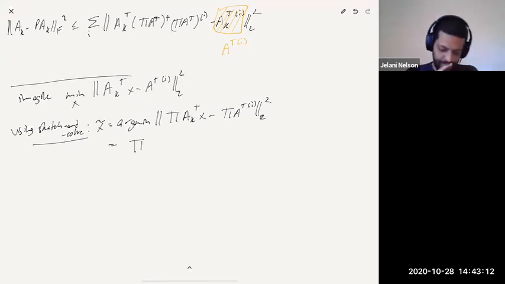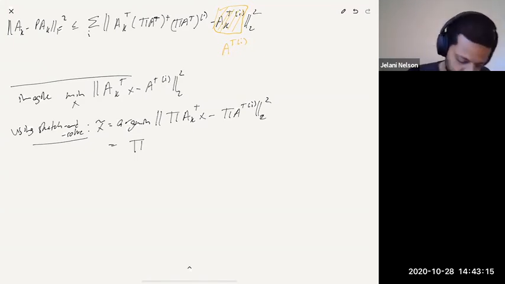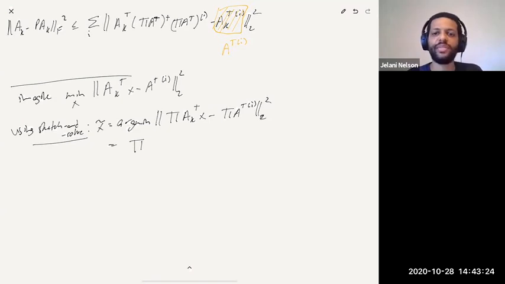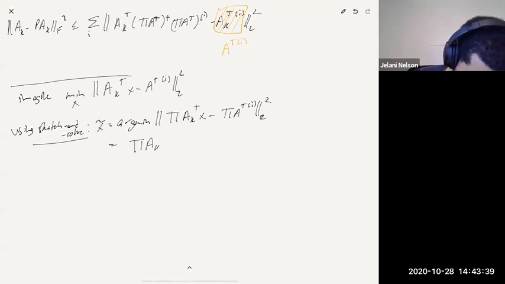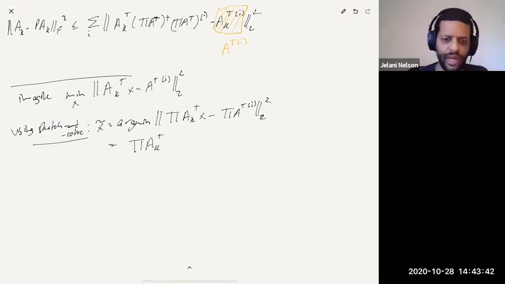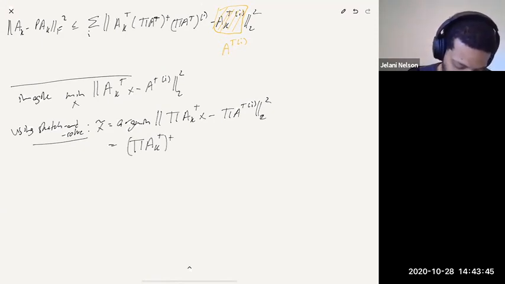pi, I guess this should have been a pi AK transpose, pseudo inverse, pi A transpose I.